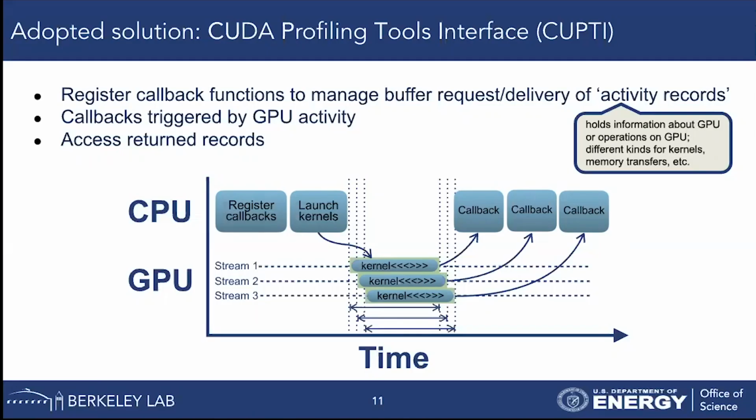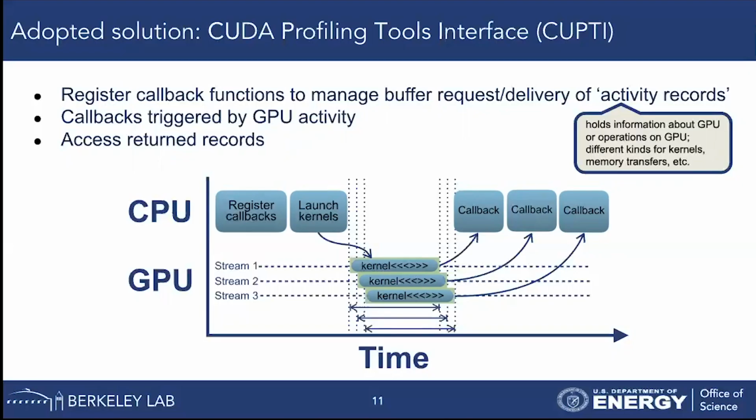So you enable collection of the activity records, and then you need to register callback functions, which are going to handle request of buffers in which to store the activity records, and then they'll handle return of activity records back to the device from the host. And this is all dealt with by CUPTI, so you can just write your callback functions, and then those will be activated by activity on the GPU. So essentially, you do all this at initialization, and then you start CUDA, and then you can have the information containing the timing for the kernels just returned back to the host.